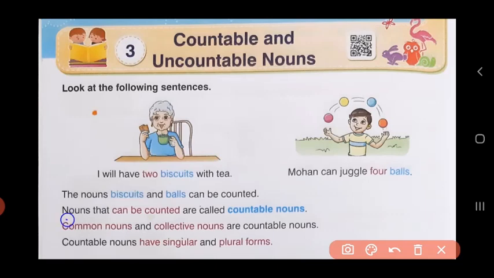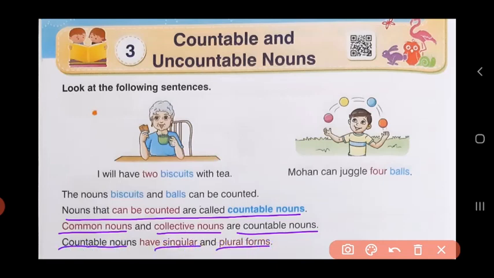So, the nouns that can be counted are called countable nouns. Common nouns and collective nouns are countable nouns. These are the nouns that we can count. Countable nouns have singular and plural forms.